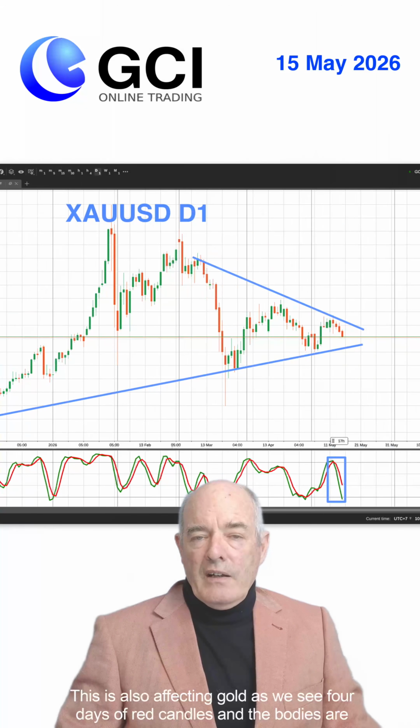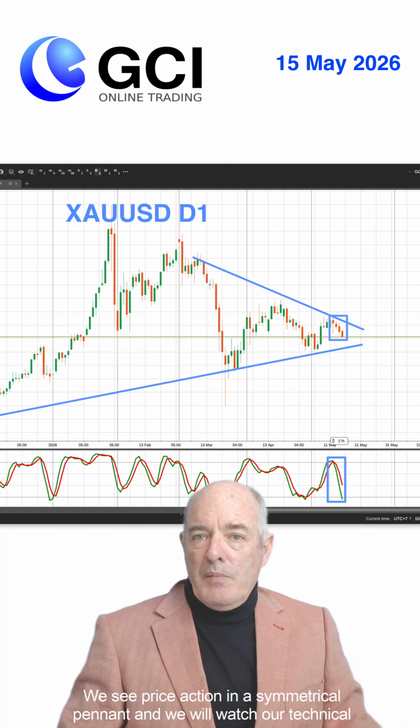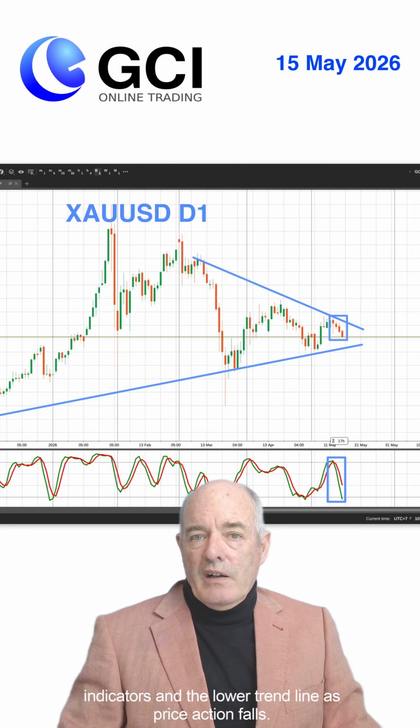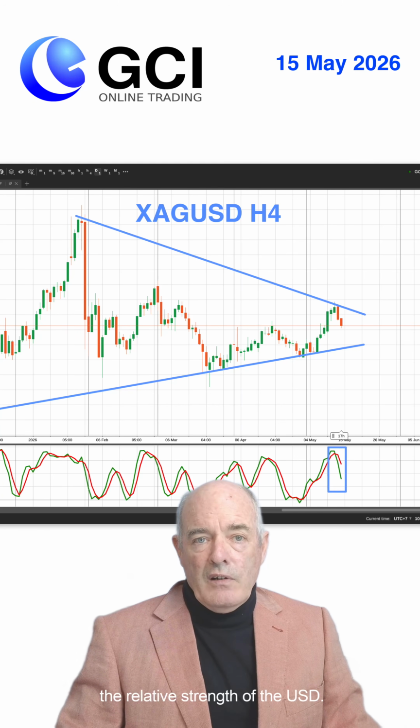This is also affecting gold, as we see 4 days of red candles and the bodies are getting longer. We see price action in a symmetrical pennant, and we will watch our technical indicators and the lower trend line as price action falls. We see similar characteristics in silver, but again, keep an eye on the news and the relative strength of the US dollar.